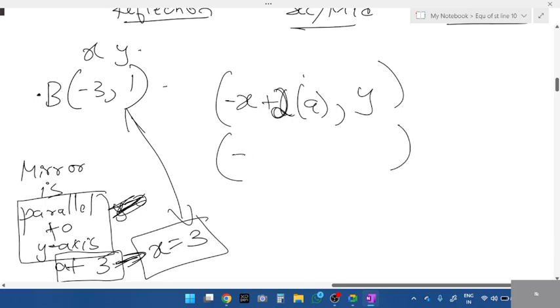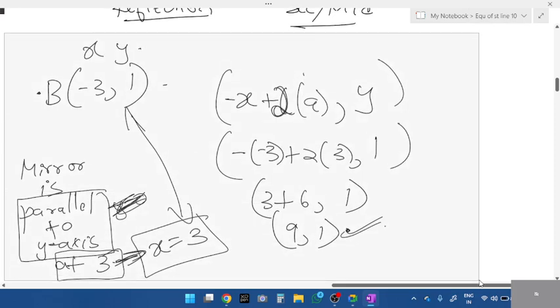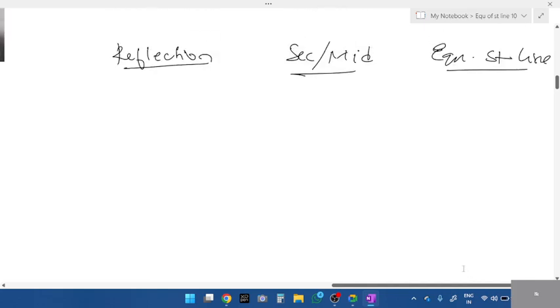Minus x: minus into minus 3 plus 2 into again 3 comma 1. 2 3s are 6 comma 1. 3 plus 6, 9 comma 1 is the answer. So both are positive. Your reflection should be in the first quadrant. Let me check the answer. Minus x, minus into minus is plus 3. 2 3s are 6. 3 plus 6 is 9, correct. First quadrant. Okay, that's it. When we solve questions, you'll understand. This is all about reflection.